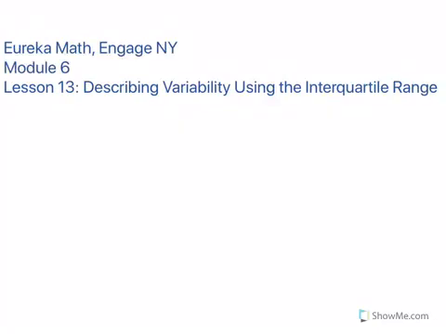Hey everybody, welcome to Eureka Math / Engage New York Math, Module 6, Lesson 13, describing variability using the interquartile range. And we can also call that the IQR, the interquartile range. As we look into the IQR, what this does is it gives us a really good idea of what the data looks like when it was collected and takes into account some of those numbers that may be outside your normal range. So we're going to look at an example here.